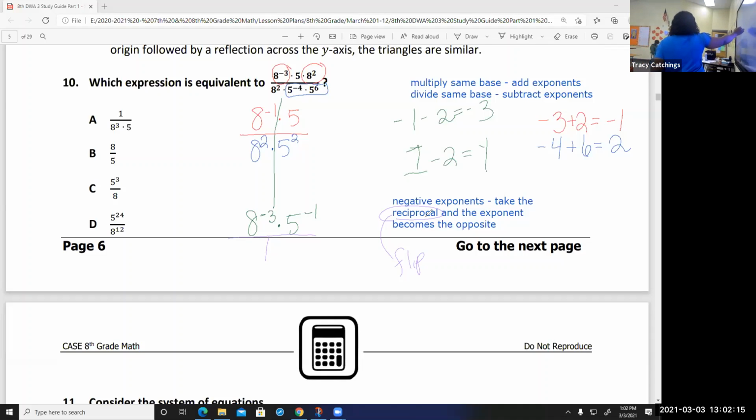Meaning, if I'm on top, I'm now coming to the bottom. So now I got 8 to the 3rd on the bottom, 5 to the negative 1 was on top, so now it's coming to the bottom, and it's becoming positive. And up top, we only got 1 left. So A will be our correct answer. That's those exponent rules.